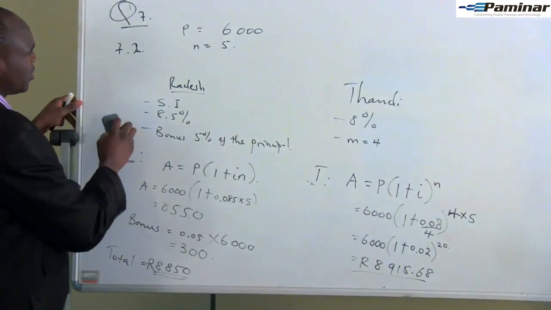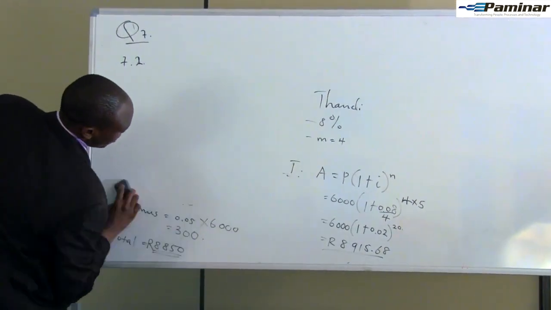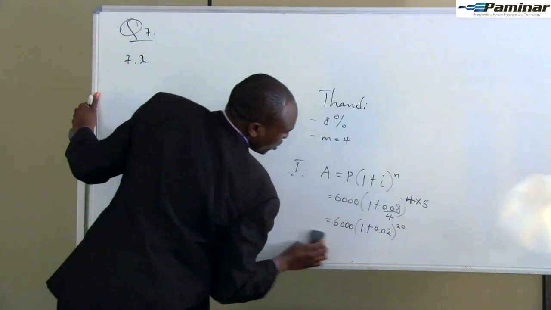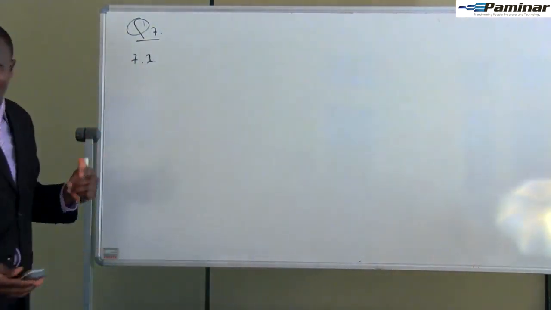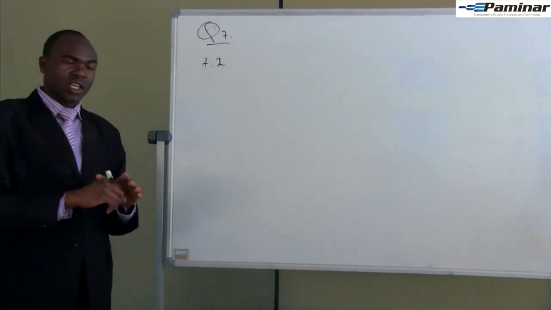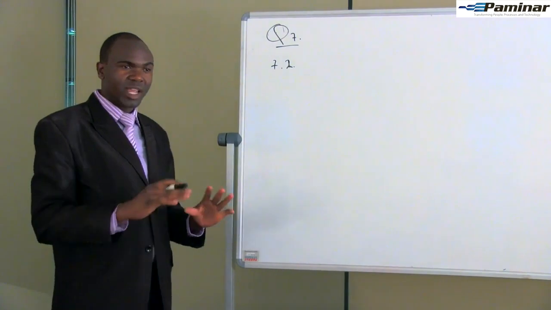Let me erase it and then we do 7.3. You need to always keep in mind, when you are working with financial maths, write down all the information that is given. That's the principle. Write it down.